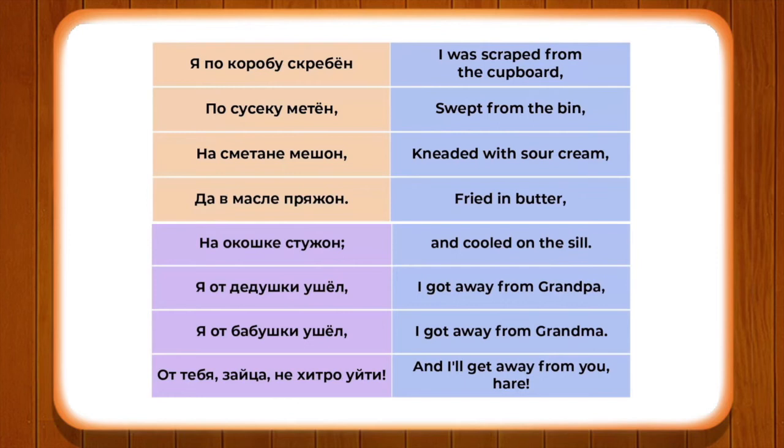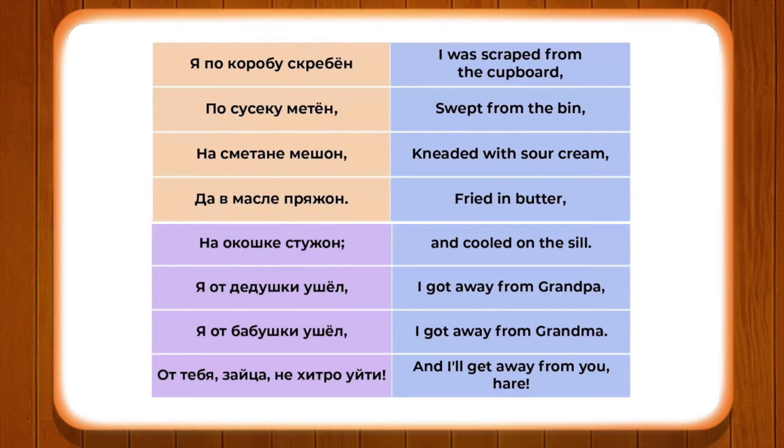Я от дедушки ушел. So я, if you simplify this construction, it will be я ушел от дедушки. That means I got away from the grandfather. So я ушел от дедушки. Next sentence also we can simplify in the same manner, subject, verb, object, as we discussed earlier.